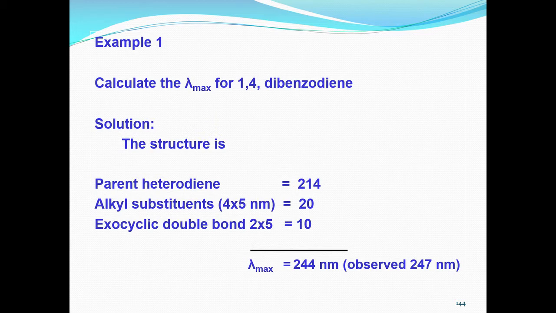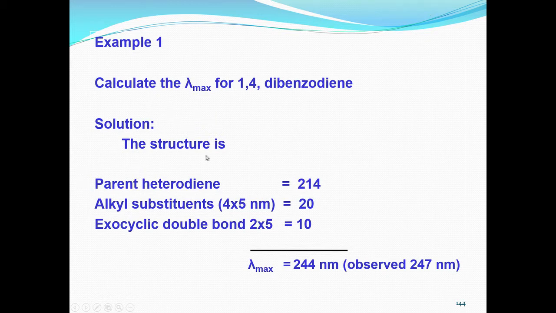Now, this is the simplest example, 1,4-benzodiene. The structure is here and the parent diene is 2 and 4. There are 4 into 5 alkyl substituents. Exocyclic double bond is 2 into 5. So, the lambda max expected is 244 nanometers and observed is 247 nanometers. So, you can see how closely we come to the prediction of the wavelengths.